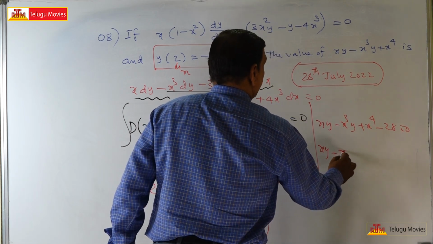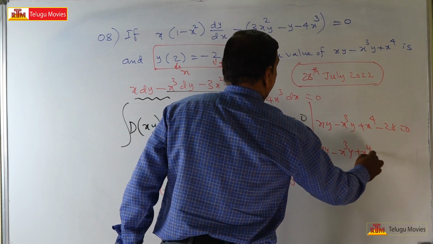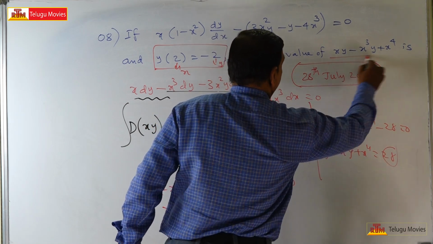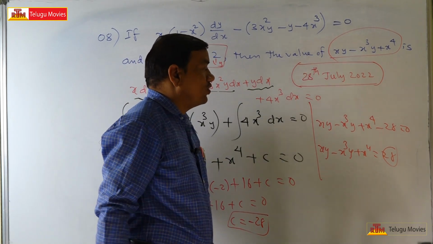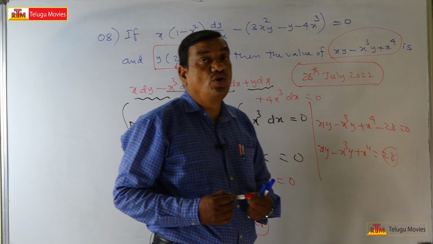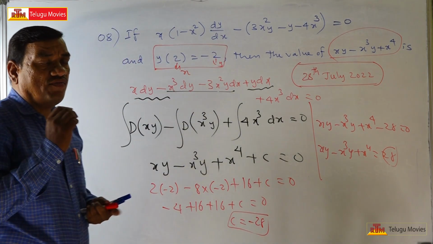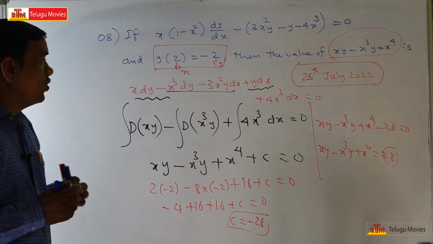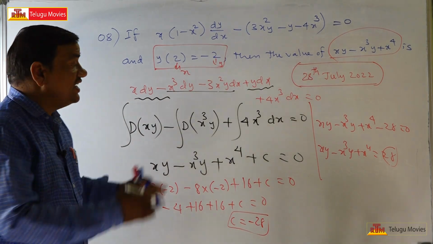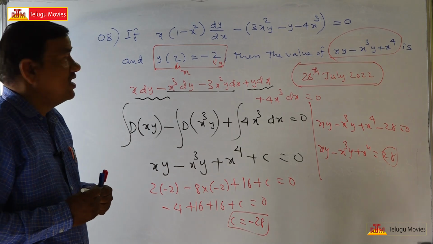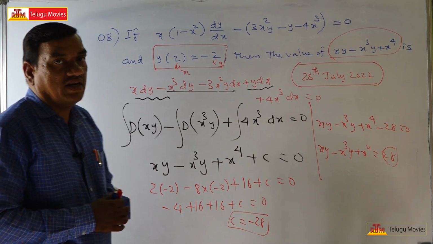Therefore, xy minus x cube y plus x power 4 is equal to 28. So if you see, this is your problem, and 28 is your answer. Very nice problem. The only thing you have to do is rearrange the terms. If you rearrange the terms, the answer will automatically come.